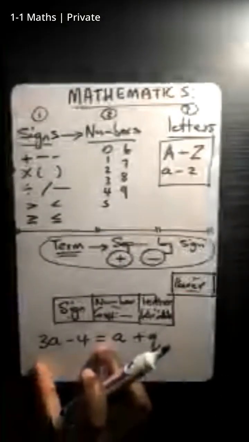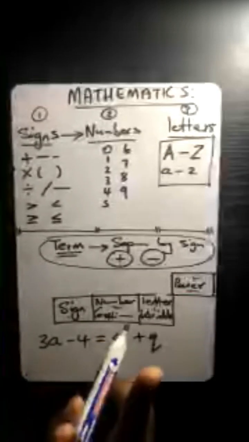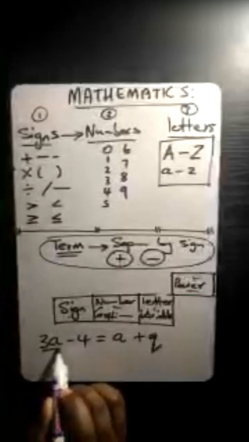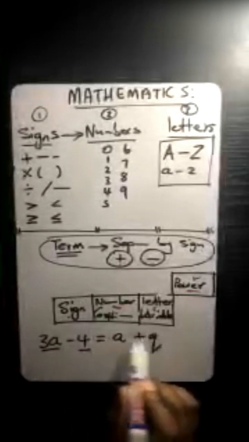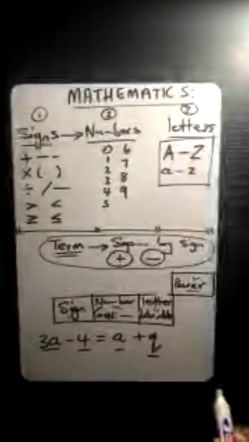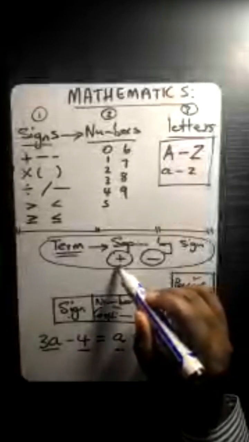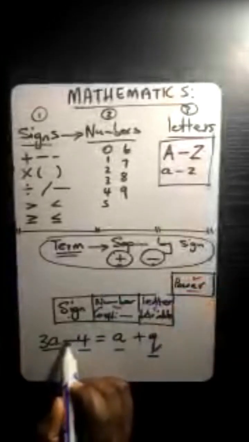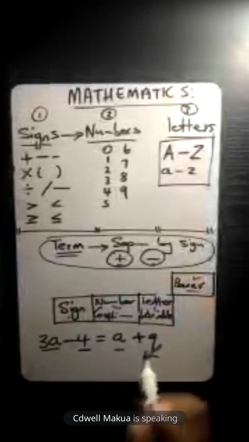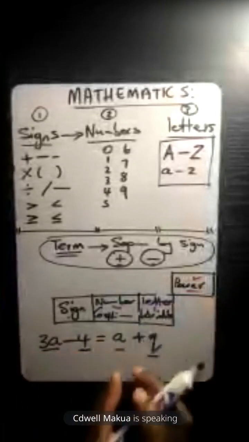So on the left side of the equal sign, we've got only 2 terms. This is a term, this is a term. On the right side of the equal sign, this is a term, this is a term. A term is separated by a sign of a plus or a minus. There it's a minus, and in this case it's a plus. Then you know this is a term, this is a term, this is a term, this is a term.